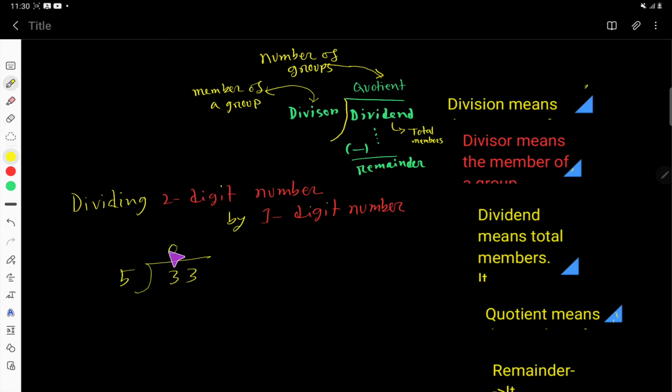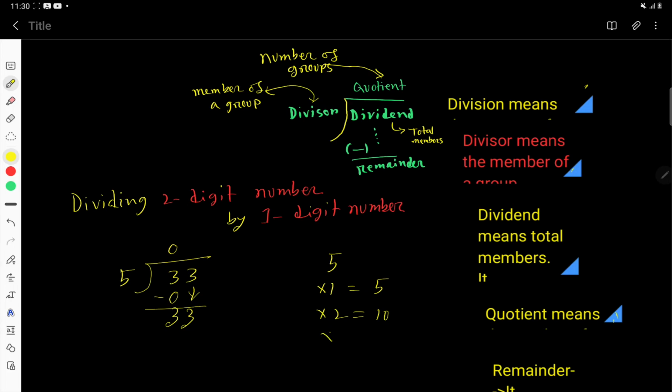So you have to multiply these two numbers. 0 times 5, that is 0. Now subtract, then you are getting 3. Now bring down this 3. 5 goes into 33 how many times? Look, you need the multiplication table. So 5 times 1 gives us 5. 5 times 2 gives us, just add 5 with this 5, that is 10.